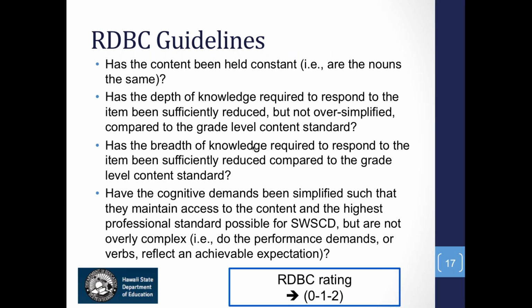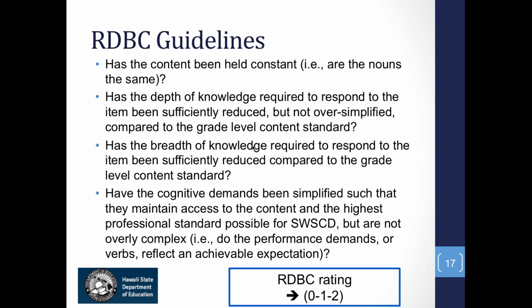So some general things to keep in mind when you're considering reduction in depth, breadth, and complexity. Has the content been held constant? In other words, you want the item to be about the same stuff that the content standard and content specification are about. Has the DOK required to respond to the item been sufficiently reduced but not overly simplified compared to the grade level content standard or the content specification? Has the breadth of knowledge required to respond to the item been sufficiently reduced? And have the cognitive demands been simplified such that access to the content is maintained, and high standards are also maintained, but it's not an overly complex expectation.